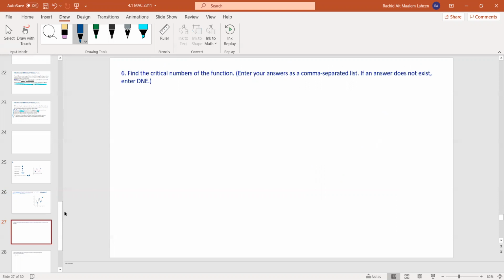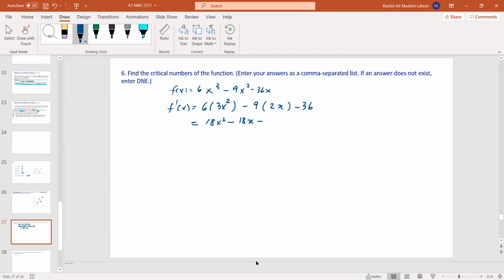So for number 6, find the critical numbers of the function, and I'll copy it down. f of x is 6x cubed minus 9x squared minus 36x. To find the critical numbers, we need to find the first derivative. We do 6 times 3x squared, minus 9 times 2x, and here a 36. So 18x squared minus 18x minus 36.